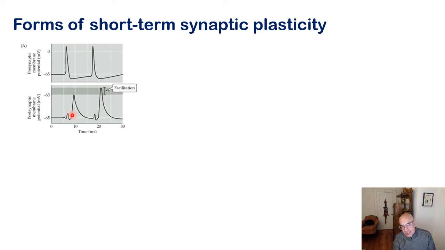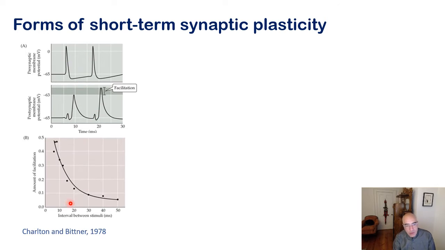So at a distance of 10 milliseconds between these two pulses, if you plot the amount of change, you see about a 30% increase, or about a 0.3 change over the initial response. That's what is plotted here as the amount of facilitation. If you make that distance shorter, going towards 5 milliseconds, then you see an even bigger response. You can't go less than 5 milliseconds because in this case, which is the squid giant axon, 5 milliseconds is pretty much the refractory period. You won't get action potentials closer than that.